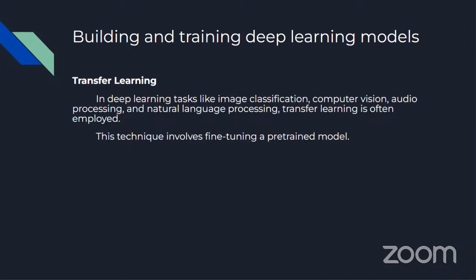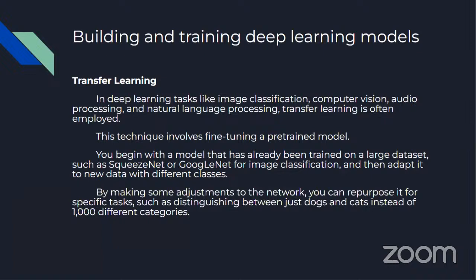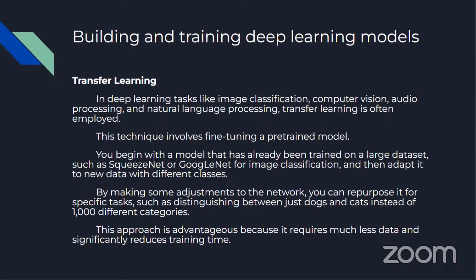You use a pre-trained model, then you fine-tune it as per your data or problem. So you begin with the model which is already trained on a large data set. For example, GoogleNet is there, SqueezeNet is there for image classification. Then you get that model adapted on your new data set with different classes. This is how you do. You will have to do some adjustments and then you can use it.